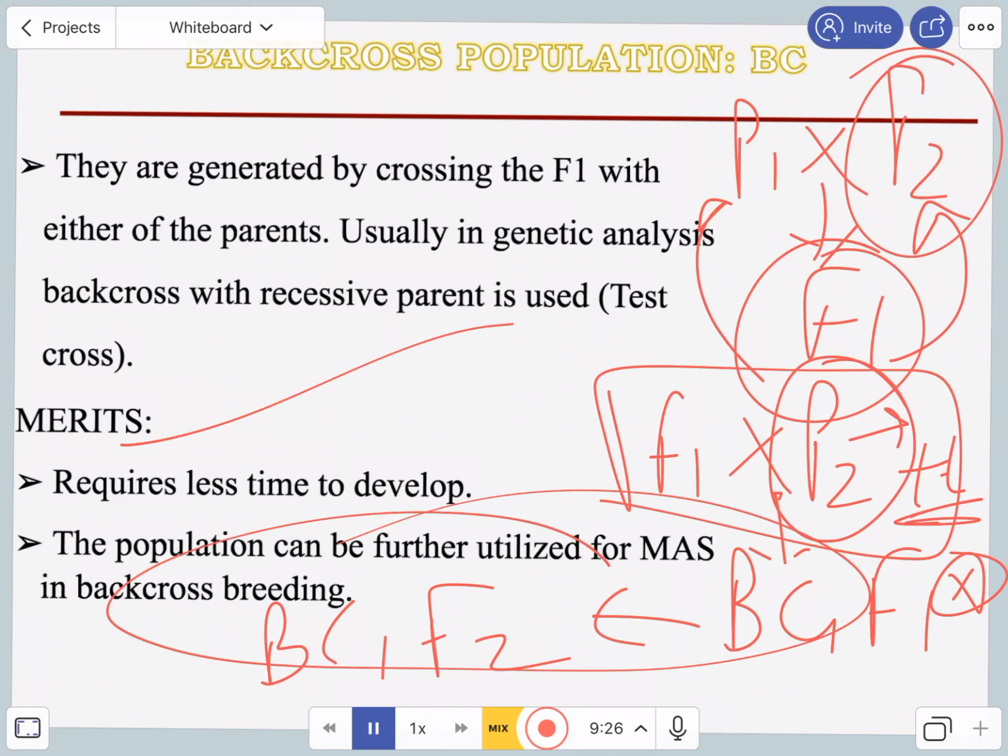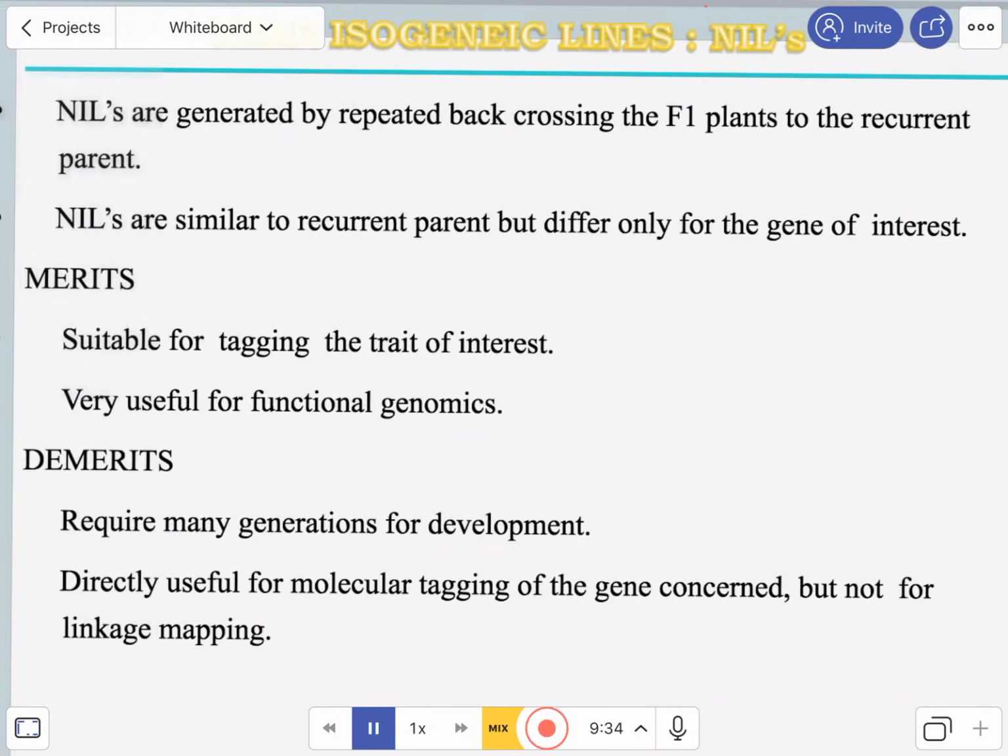The merits are they require less time to develop and the population can be further utilized for marker assisted selection in backcross breeding. Next is near isogenic lines.